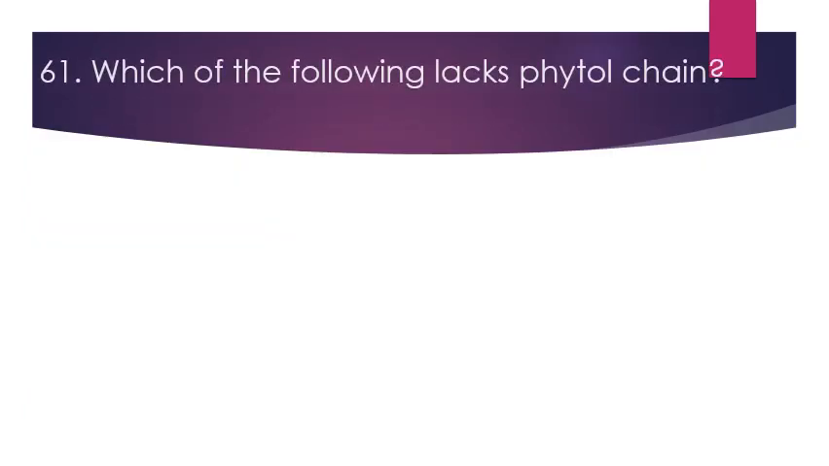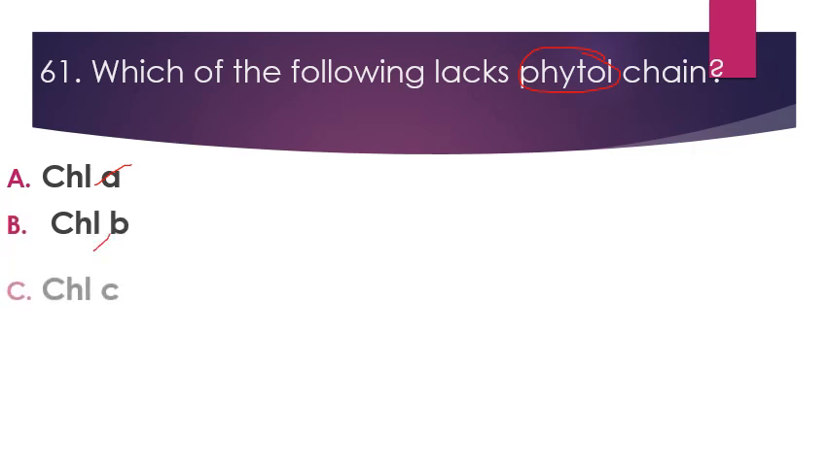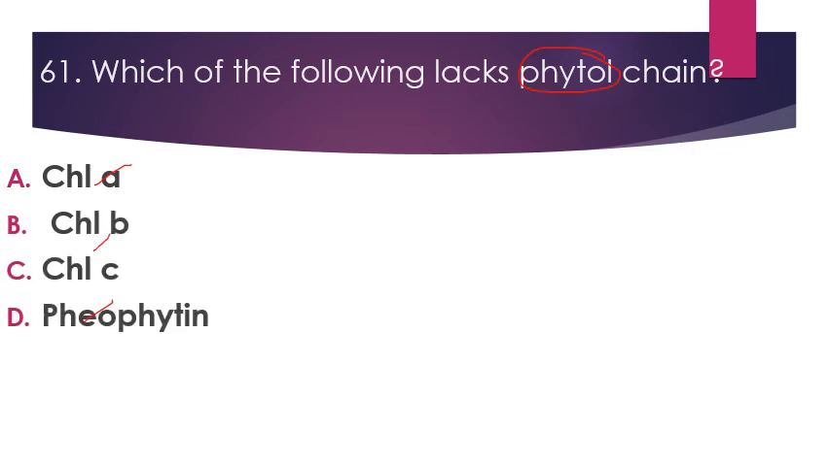So the first question is, which of the following lacks phytol chain? Yesterday I discussed the structure of chlorophyll. It consists of a tadpole larva-like shape, formed of a head and a tail. This tail is made up of phytol. Our options are chlorophyll A, chlorophyll B, chlorophyll C, or pheophytin. The right answer is chlorophyll C. This chlorophyll C lacks the phytol chain.